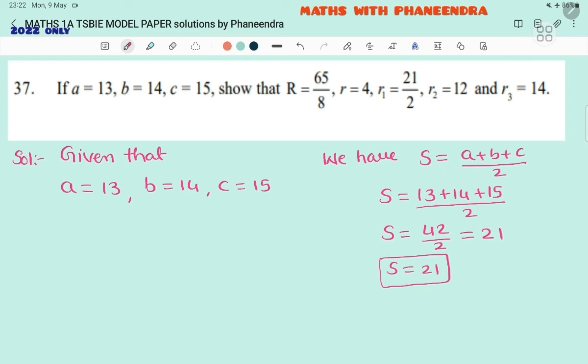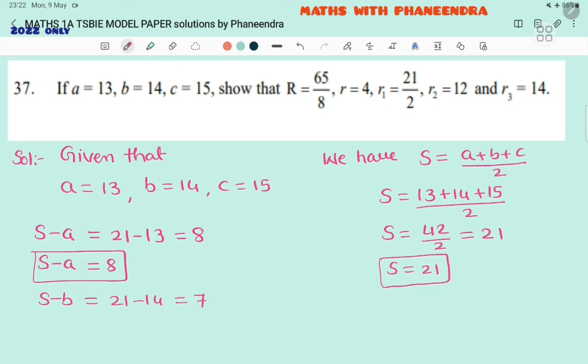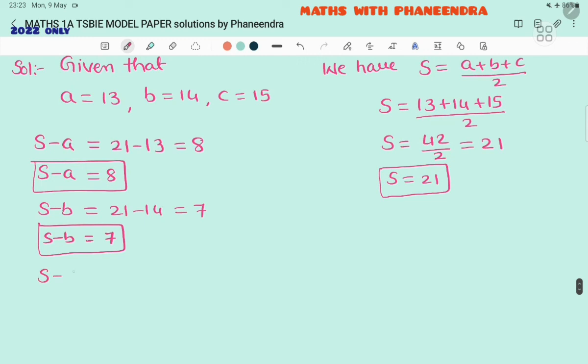After getting the value of S, calculate S minus a, S minus b, S minus c. Now S minus a: S value 21 minus a value 13 is equal to 8. So S minus a is equal to 8. Next, S minus b is equal to 21 minus 14, which is equal to 7. Next, S minus c is equal to 21 minus 15, equal to 6. So S minus c is equal to 6.